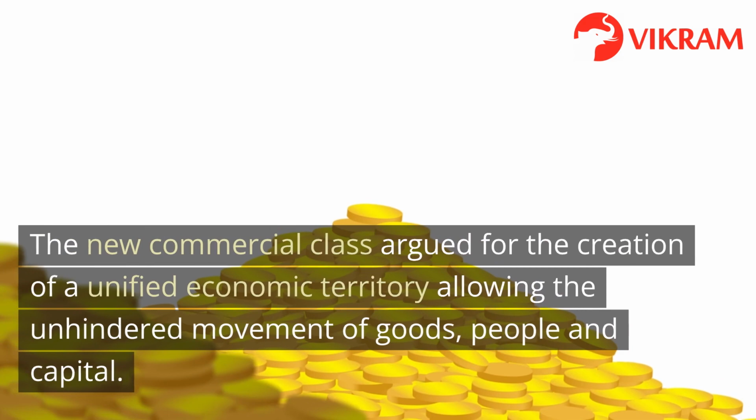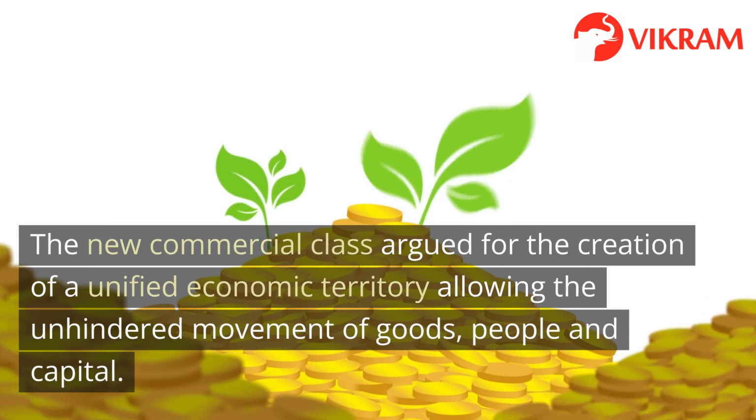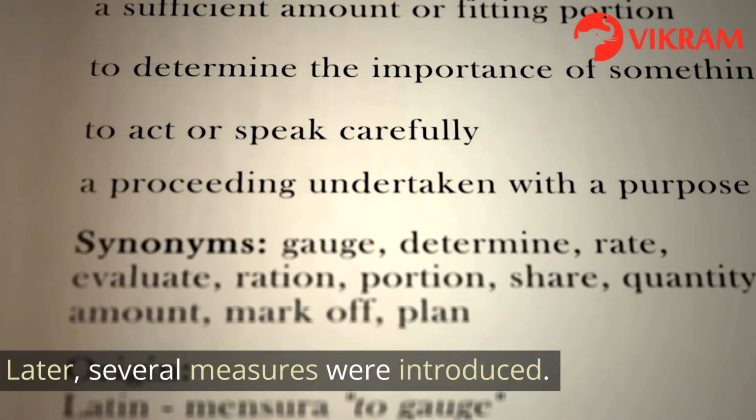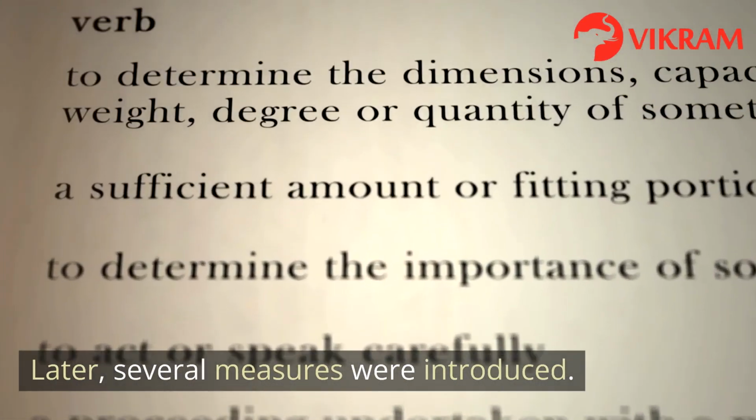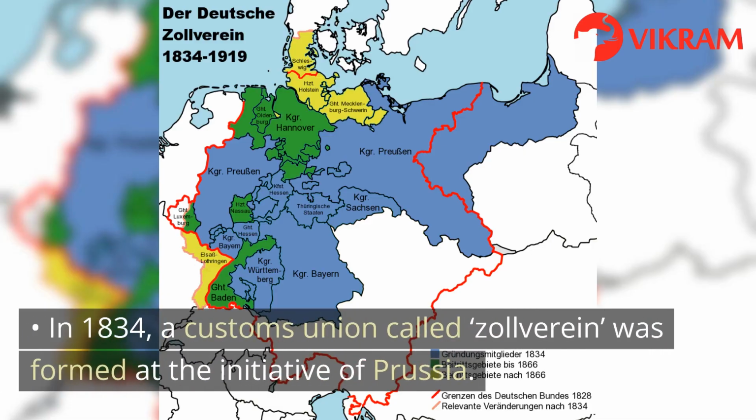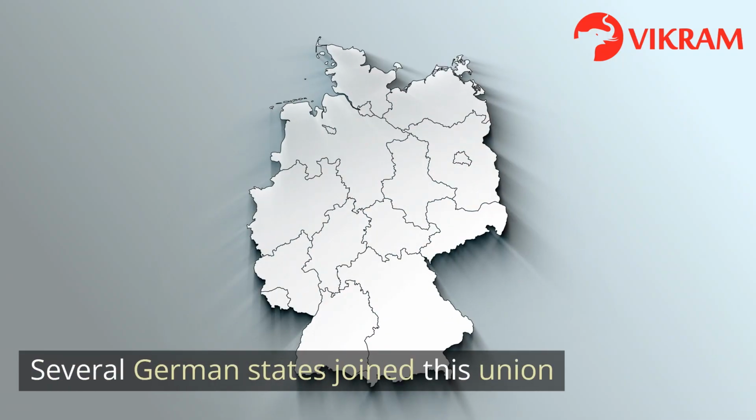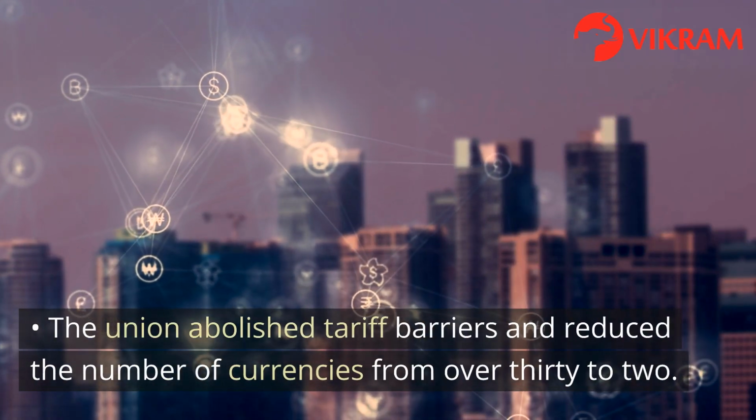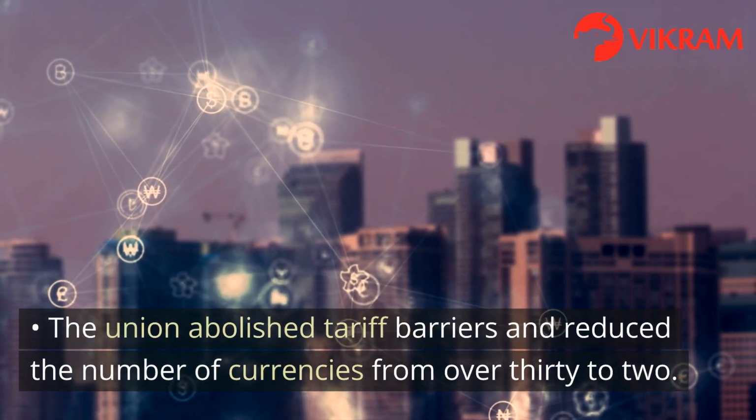The new commercial class argued for the creation of a unified economic territory allowing the unhindered movement of goods, people and capital. Later, several measures were introduced. Some of these were: in 1834, a customs union called Zollverein was formed at the initiative of Prussia. Several German states joined this union. The union abolished tariff barriers and reduced the number of currencies from over 30 to 2.